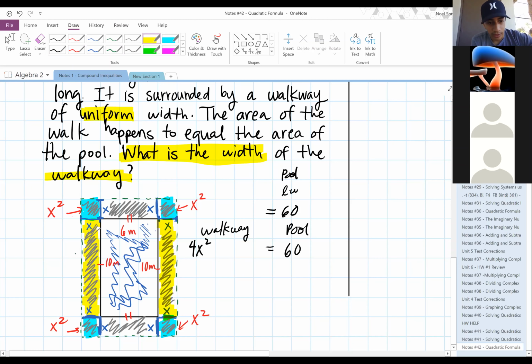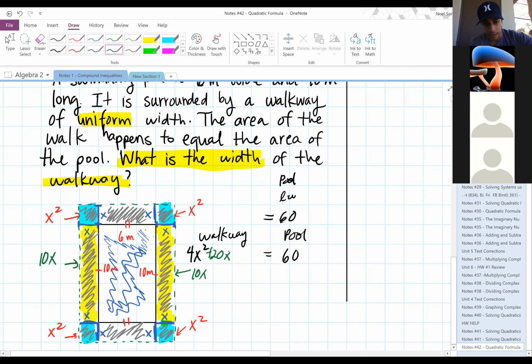So then the area for the yellow is represented by 10x, and the area for the yellow on this side is also represented by 10x. So if it's 10x plus 10x, that's another additional area to my walkway. I can add 20x. Okay, 10 plus 10 is 20.